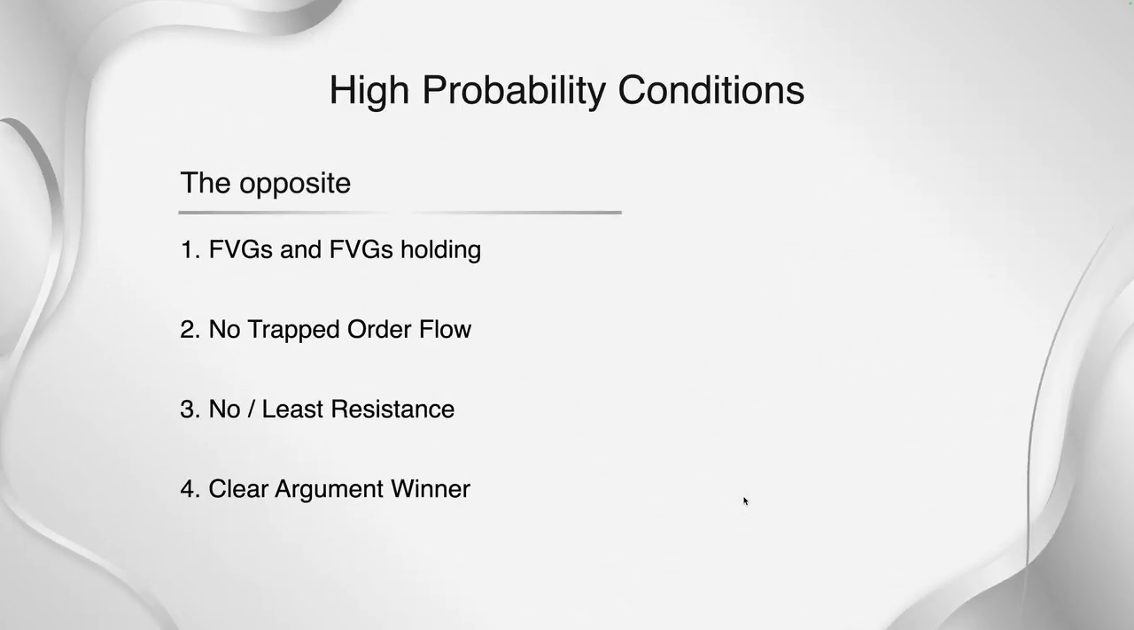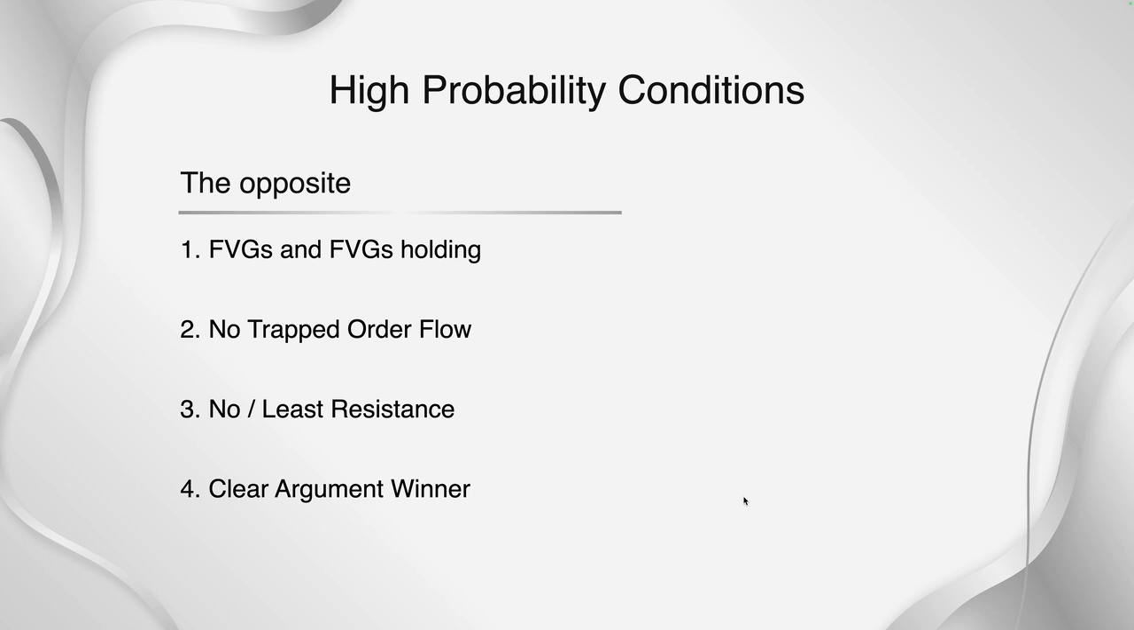Moving on towards high probability conditions. So what then are high probability conditions? Well, it's the exact opposite of what we just went over. So if we do not have those low probability conditions, then most likely we have high probability conditions. Where the first thing is fair value gaps and fair value gaps holding. So the thing we went over right there, fair value gaps and fair value gaps holding. And the second thing is no trapped order flow. So we already moved out of that stage.